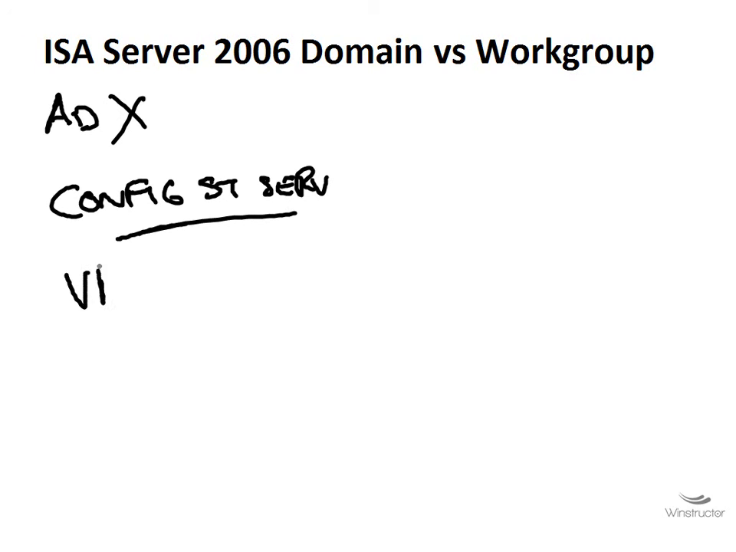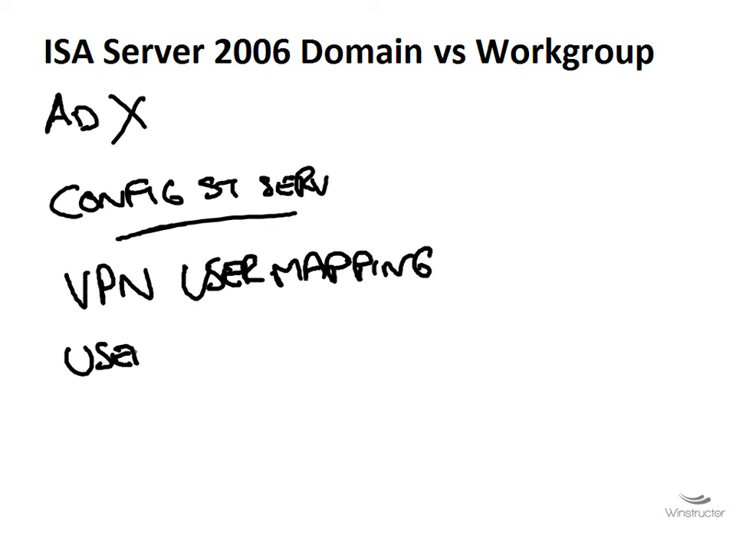Now, there's also no support for VPN user mapping from non-Windows clients. That's a feature of ISA Server 2006 that allows non-Windows clients to have their VPN credentials mapped to an Active Directory user account. Obviously, in a workgroup, there's no Active Directory, so this feature is not available. You also can't use user certificate authentication in a workgroup scenario, and with the exception of web traffic, there's no support for user or group-based outbound access.